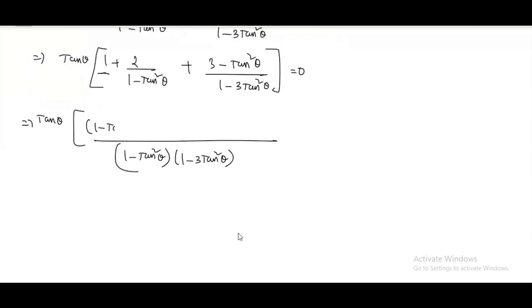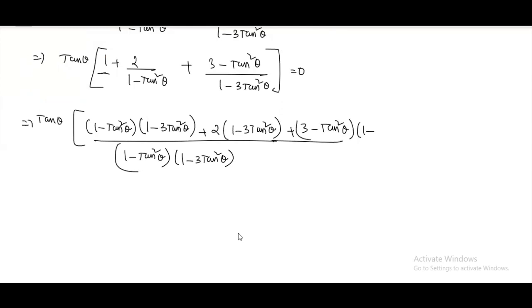So 1 minus tan square theta into 1 minus 3 tan square theta plus 2 into, here it will be 1 minus 3 tan square theta plus 3 minus tan square theta, so into 1 minus tan square theta, is equal to 0. So if we simplify this one, tan theta into this will be not equal to 0.